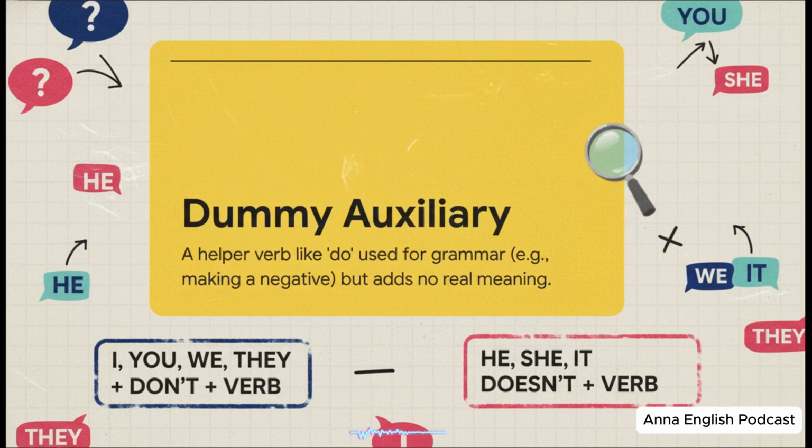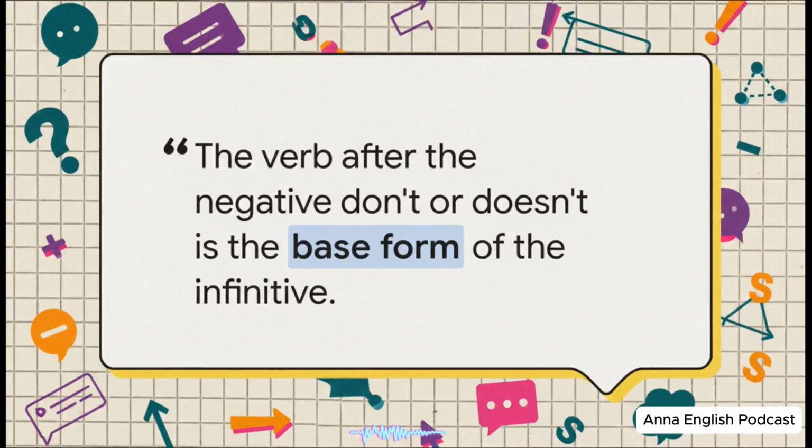Okay, here is the most important rule of this whole explainer. When our helper doesn't comes into the sentence, it basically absorbs that S. The S on the main verb just disappears. He works becomes he doesn't work. She speaks turns into she doesn't speak. Our little helper doesn't does all the work, so the main verb can just relax and go back to its original simple form. And if you want the official grammar nerd reason, it's that the verb after don't or doesn't is the base form. But all that really means is you use the original, plain version of the verb. You know, speak, not speaks. Work, not works. No extra bits on the end.